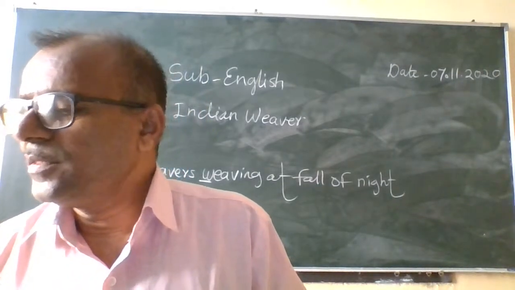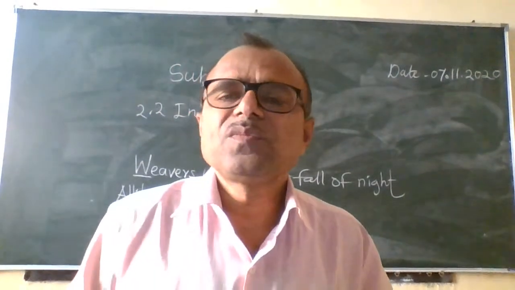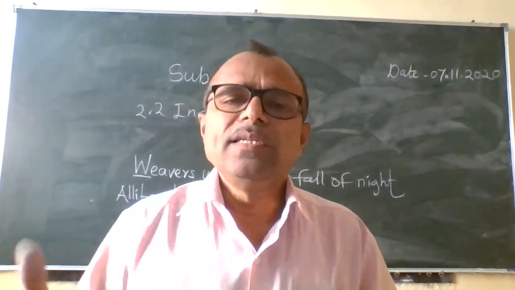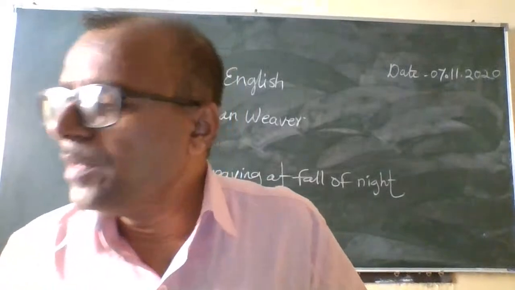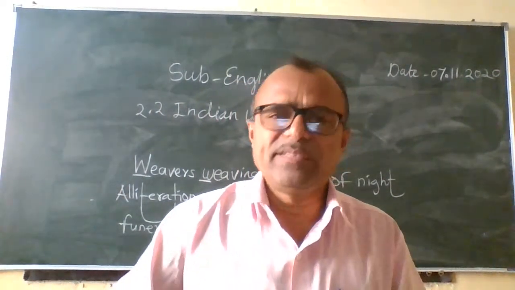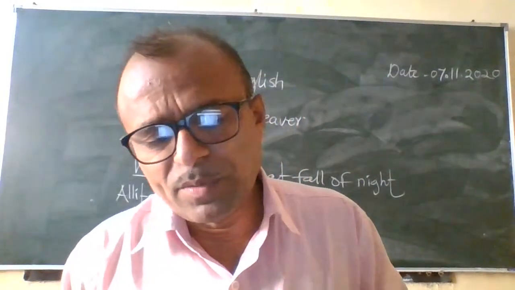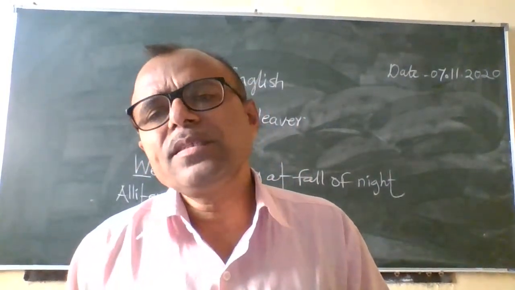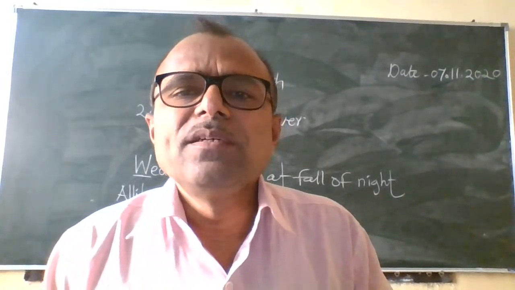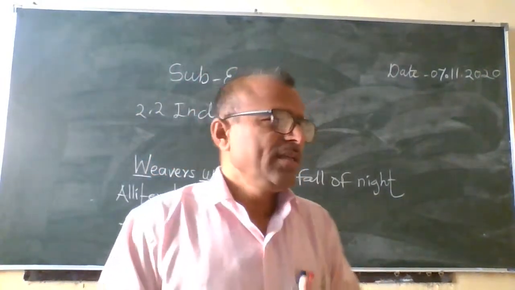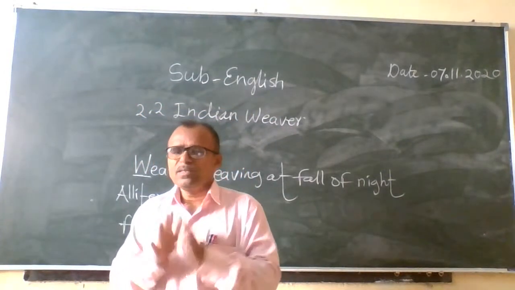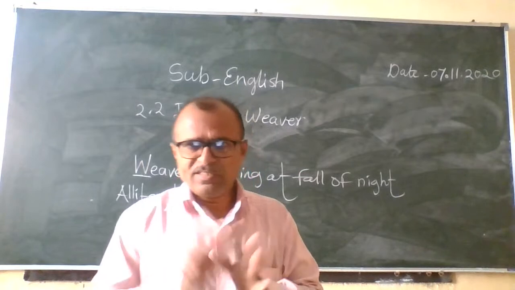So friends, imagery is there, simile is there, alliteration is there, metaphor is also there. So metaphor is also comparison, and simile is also comparison. Then what is the difference? The difference is that as far as the simile is concerned, the things are compared directly, explicitly.